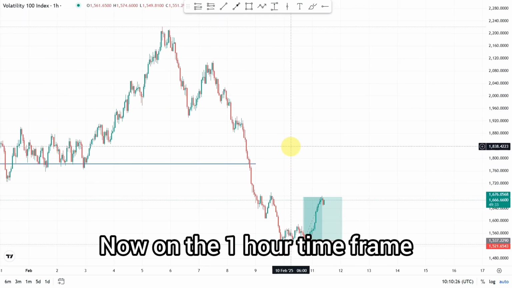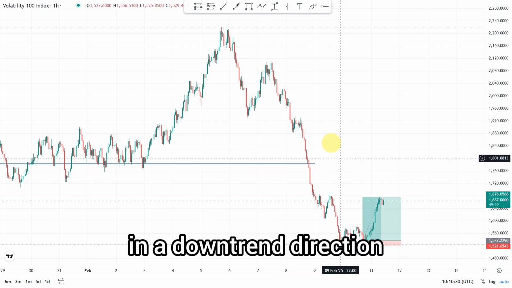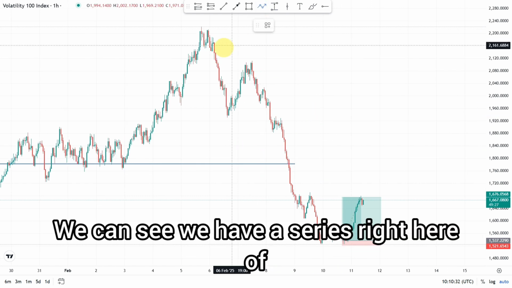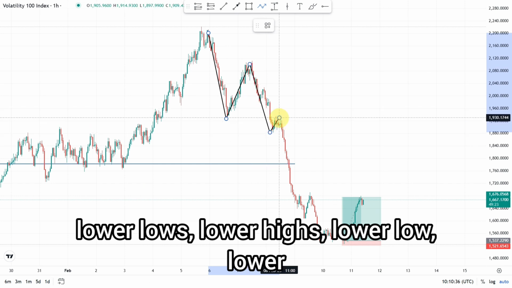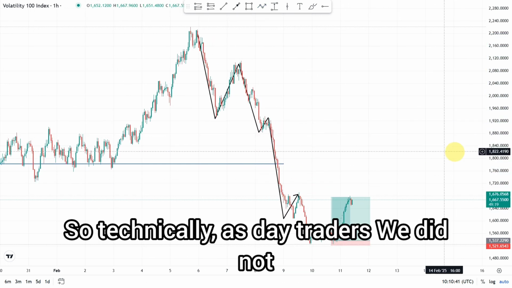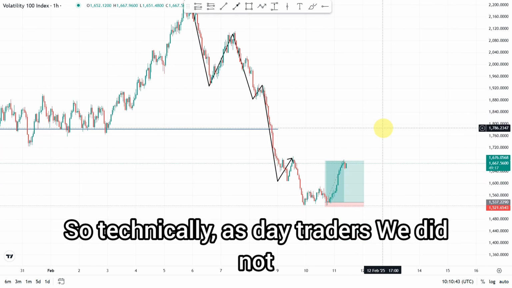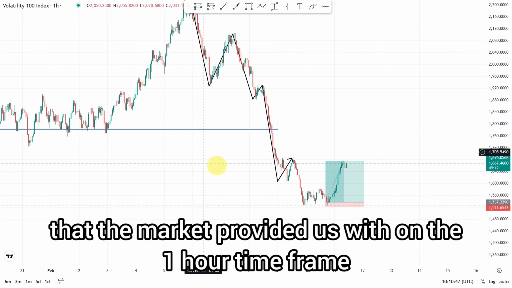Now, on the 1 hour time frame, it can be seen that the market had been moving in a downtrend direction. You can see we have our series right here of lower lows, lower highs, lower low, lower high, lower low, lower high. So technically, as day traders, we did not ignore the information that the market provided us with on the 1 hour time frame.